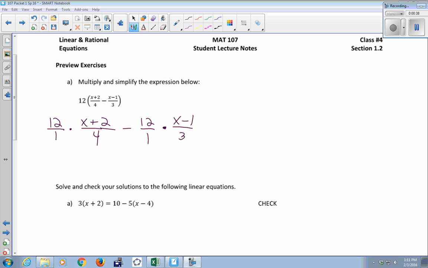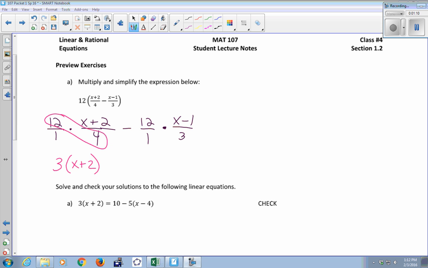All right, you could go ahead and distribute your 12s, right? But instead, I'm going to try to make my life a little bit easier and do some canceling ahead of time. Here, in that first term, I have a 12 on top with a 4 on the bottom. What is 12 over 4 reduced to? 3. 12 over 4 is actually 3, right? So that reduces, and you end up with 3 times x plus 2.